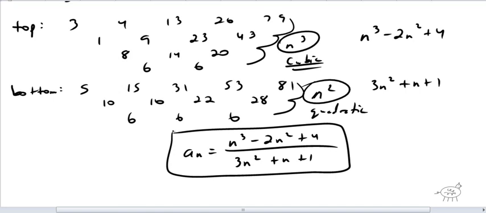Remember too, sometimes these can get even a little more complicated than this, because again we could have arithmetic over geometric. A lot of different things that we can have. But you can use your graphing calculator to figure out some of the more complicated ones. Sometimes you might have to unreduce fractions. So just remember that.